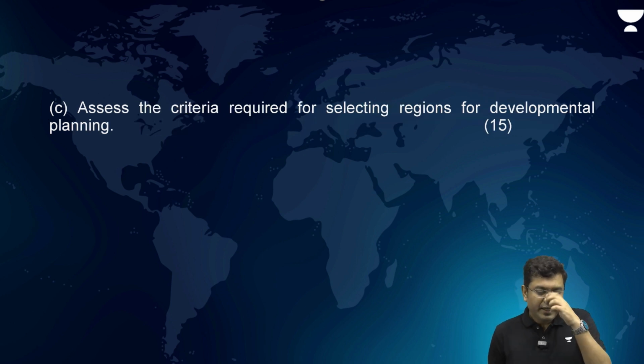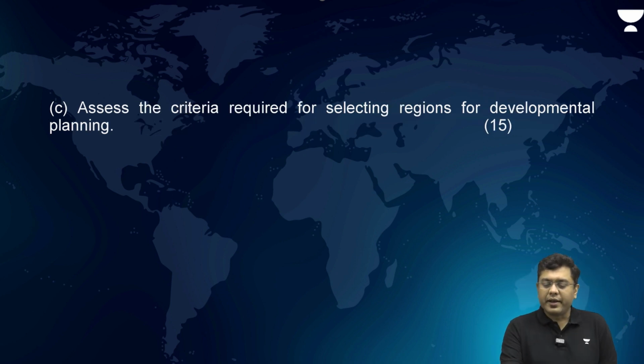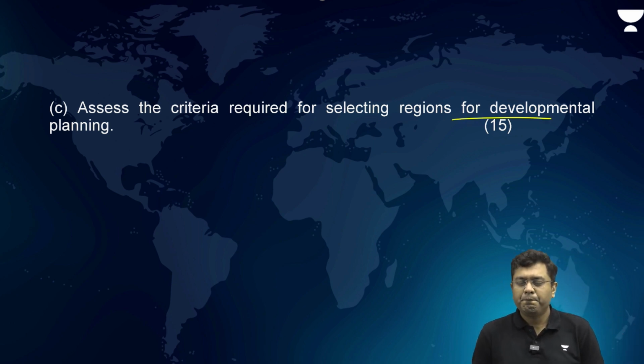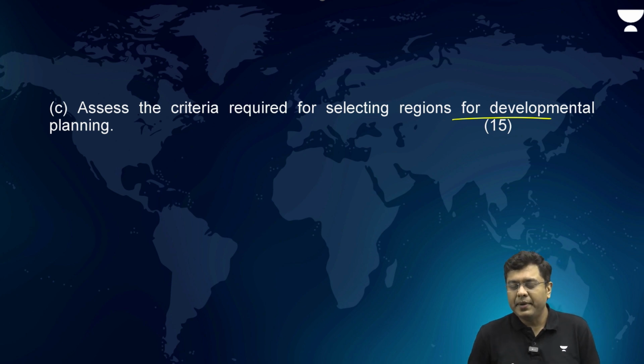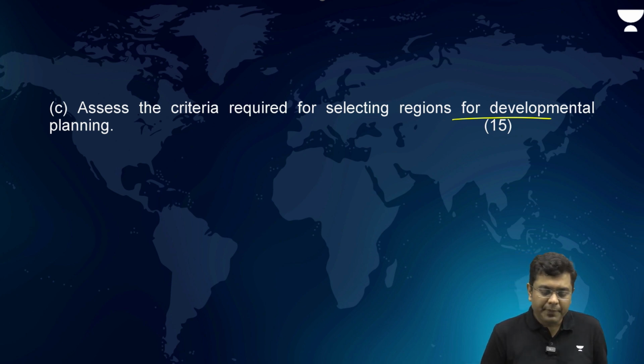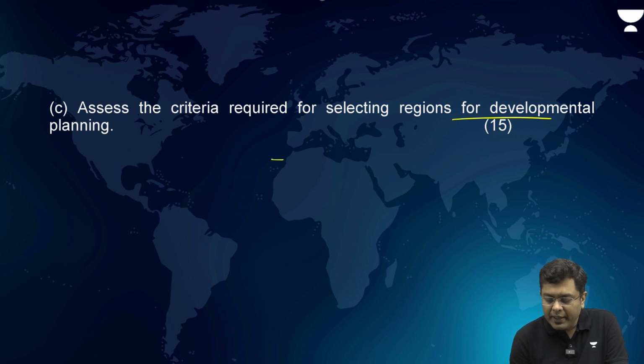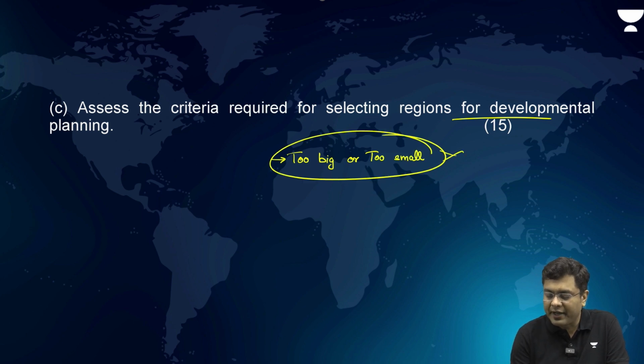Okay. Now, assess the criteria required for selecting regions for developmental planning. Again, developmental planning and the regions, a part of the PYQ trend and the theme that UPSC has been concentrating upon. So, what are the criteria? Ideally, the region should not be too big or too small. This factor should not be there.